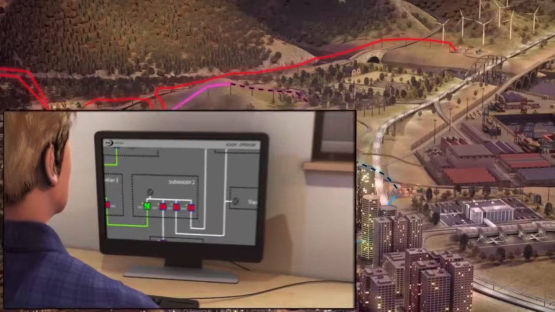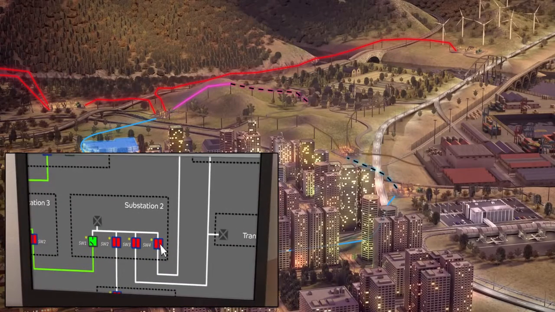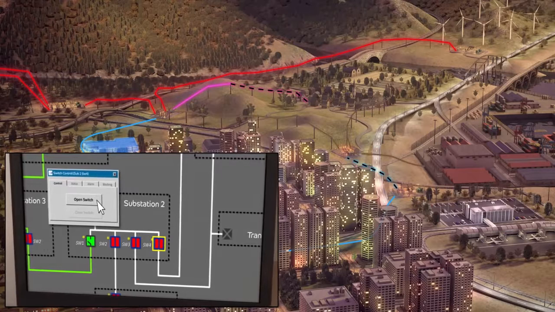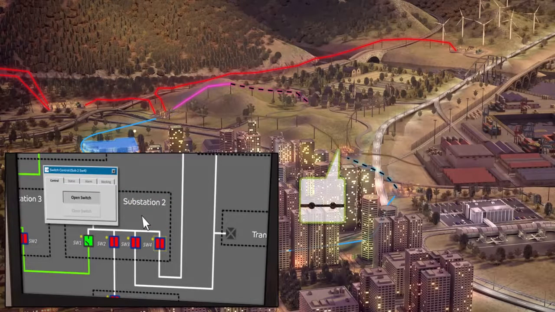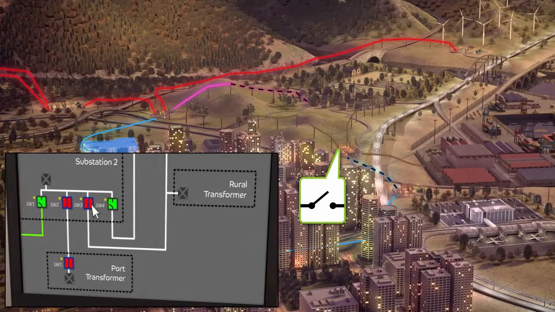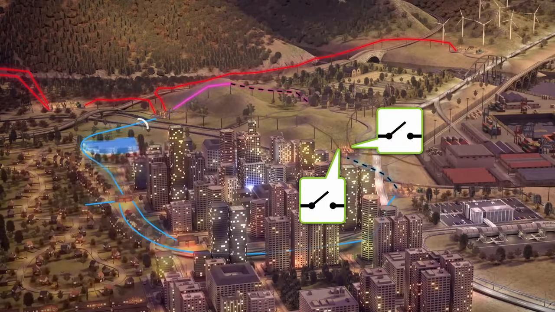The operator can now use the Lucy switchgear SCADA system to isolate this area and reroute power to customers without a supply. The operator remotely opens the incoming switch from the primary substation to substation 2. And then opens the outgoing switch from substation 2 to the rural community. This totally isolates the fault area from the rest of the network.